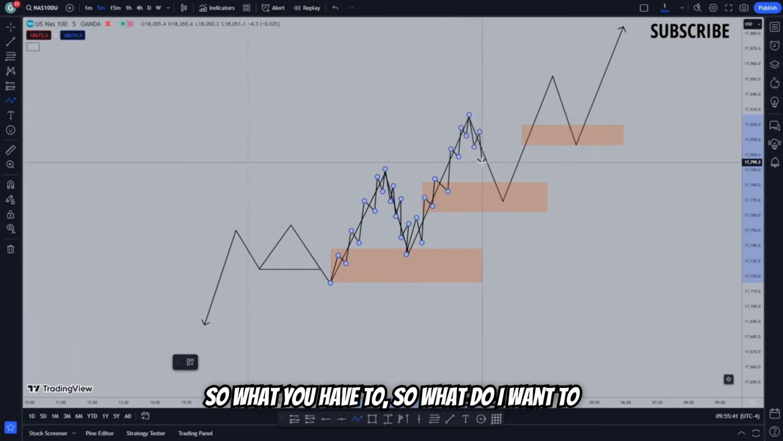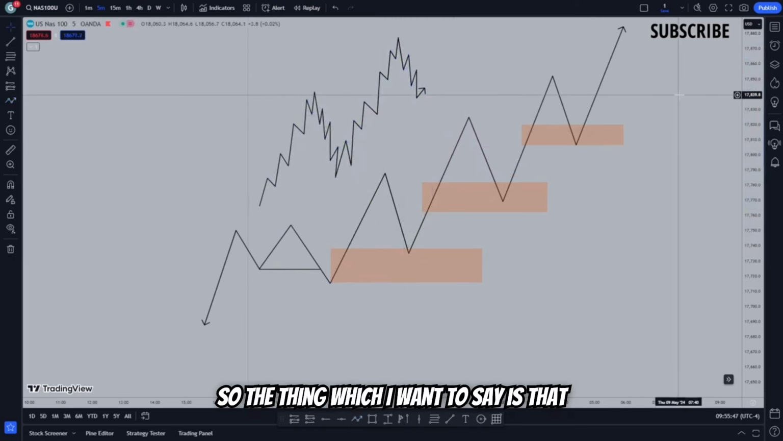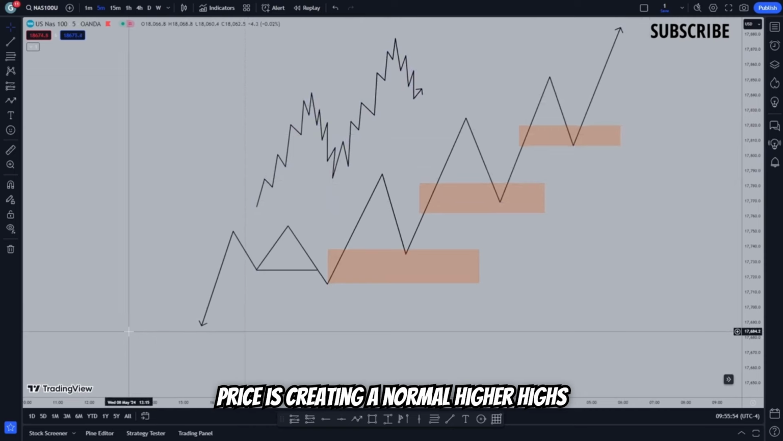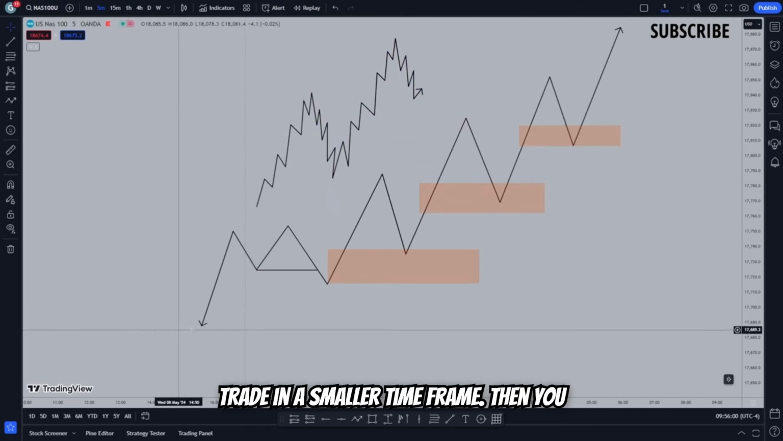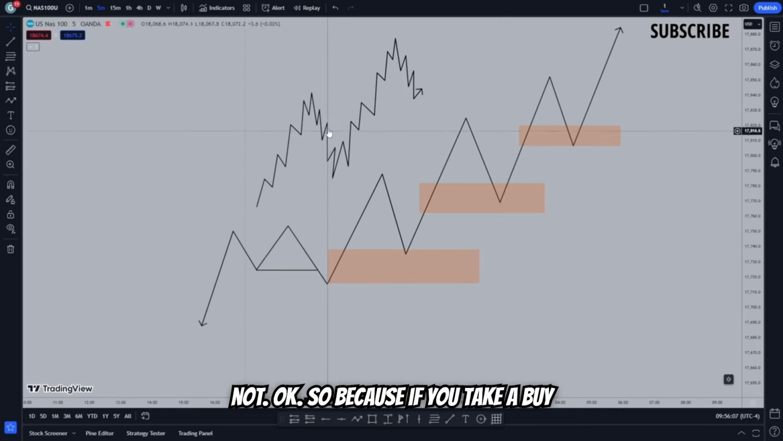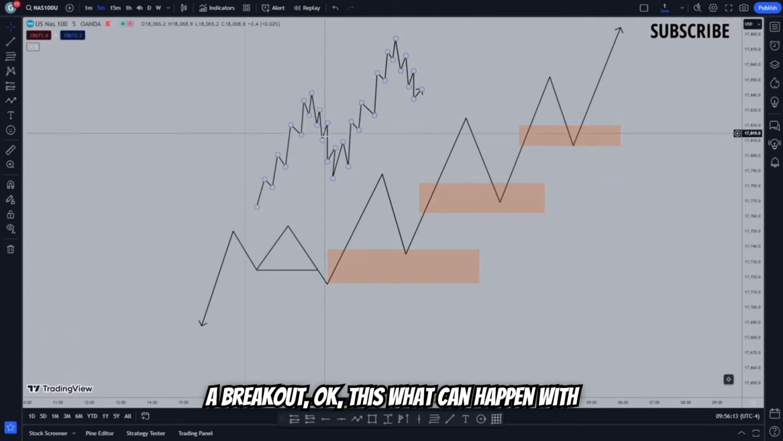So what do I want to say with this? The thing I want to say is that if on the higher time frame you can see that price is creating normal higher highs and higher lows, and you want to take a trade on a smaller time frame, then you should look at where the price is, and whether price has created the higher low or not. Because if you take a buy right over here, on a breakout, what can happen to you is that it can keep on falling.